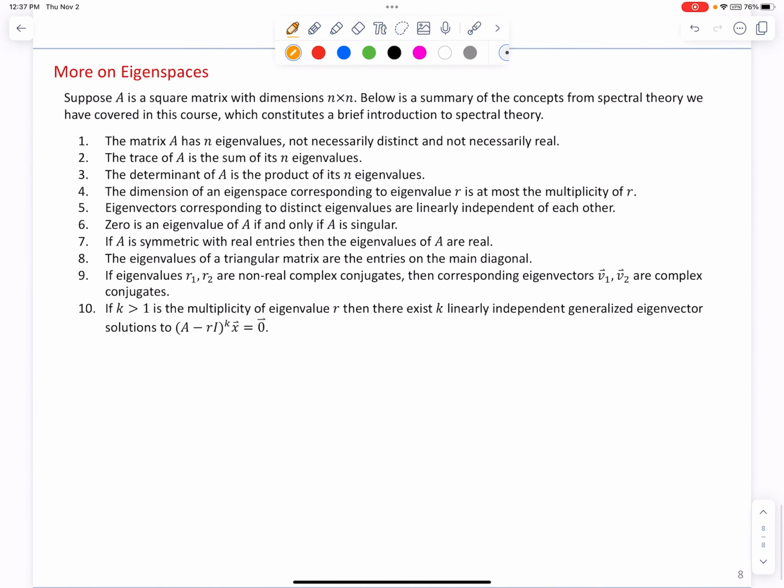Now, there isn't much to write on this page. This page serves as a summary of all the concepts from spectral theory. Remember, spectral theory is just the body of theories related to eigenvalues, eigenvectors, and eigenspaces. So here we have a summary of these concepts that we have covered in this course, which constitutes a brief introduction to spectral theory. Now, suppose A is a square matrix with dimensions n by n.